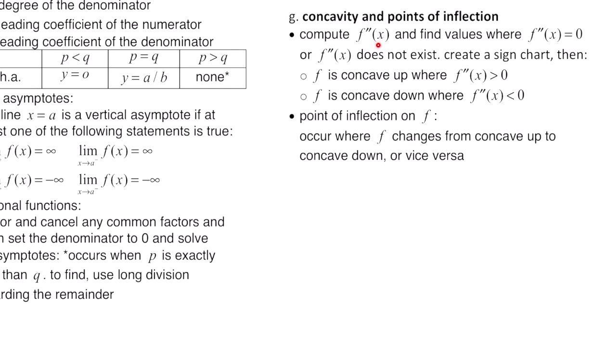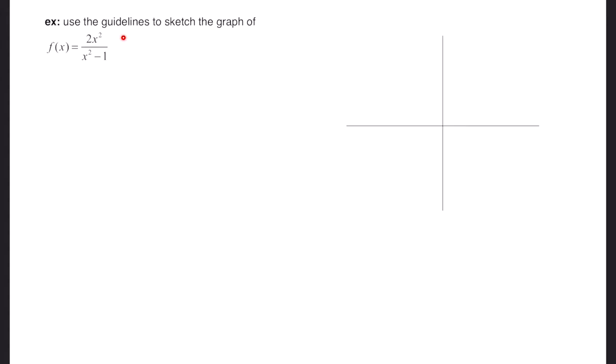You find the second derivative, and then you set that equal to 0, and then also check where it doesn't exist. Then you create a sign chart, and f is concave up when the second derivative is positive, f is concave down where the second derivative is negative. And finally, your points of inflection on f are going to occur where f changes from concave up to concave down or vice versa. For this example, we're going to use the guidelines that we just covered, A through G, to sketch the graph of this function.